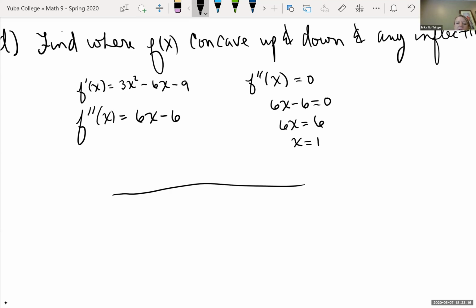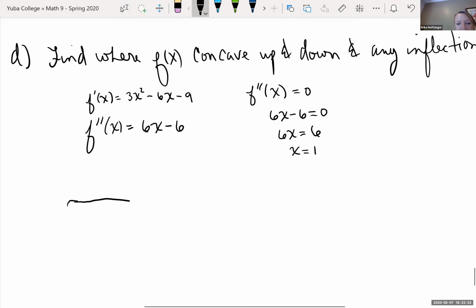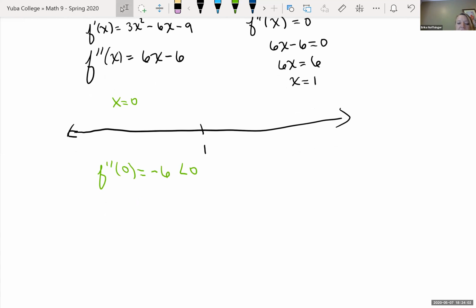Notice on these, both of our times we took the derivatives, our function was defined everywhere. There was no values where it was undefined. And so now we want to do the same thing we did as above when we were looking at critical numbers and seeing where it was increasing and decreasing. But this time we're using our second derivative. So choose a number to the left of 1, if we chose x equals 0. Plugging it into the second derivative, we want to see is that a positive or a negative number. And so if we plug in 0 into the double derivative, we get back -6. This is less than 0. So if the double derivative is less than 0, then the function is concave down.